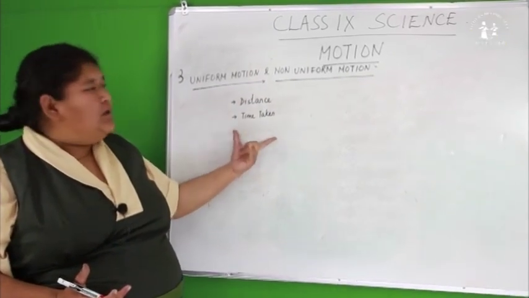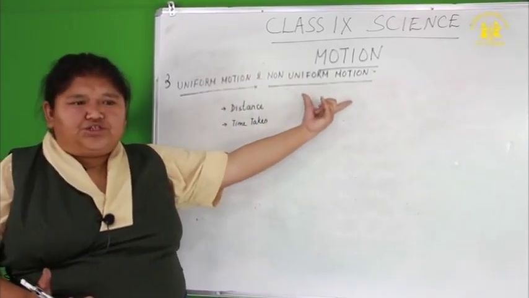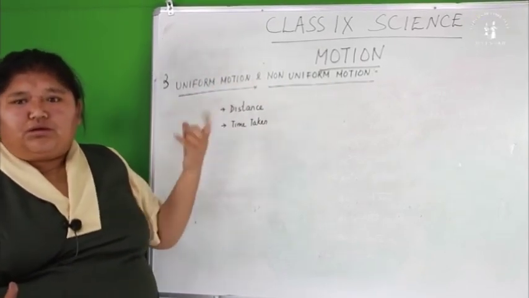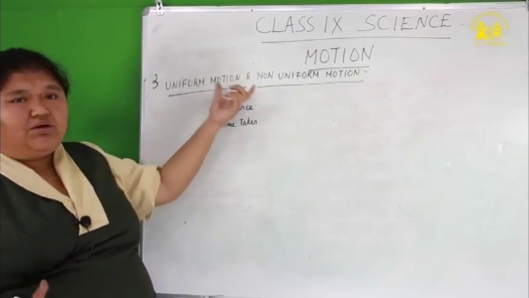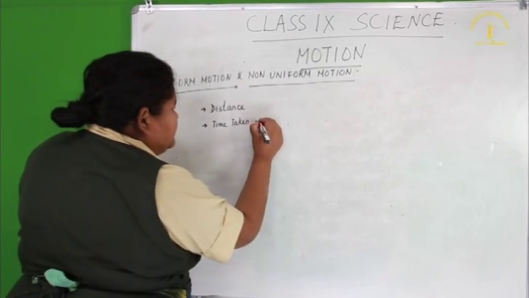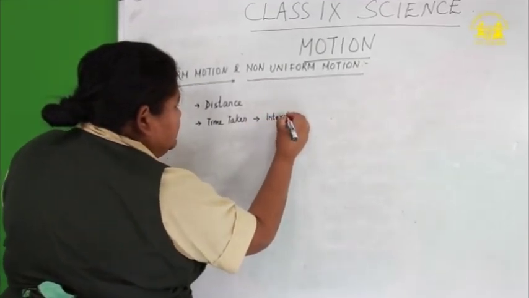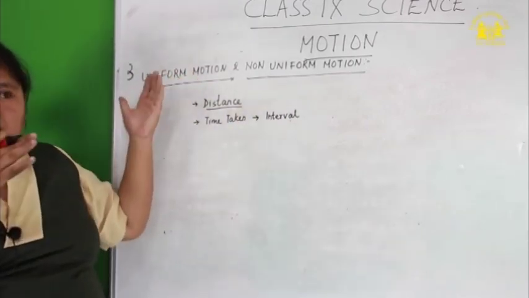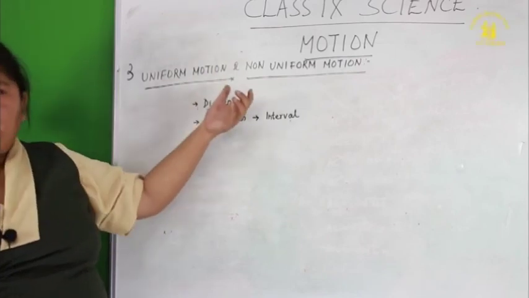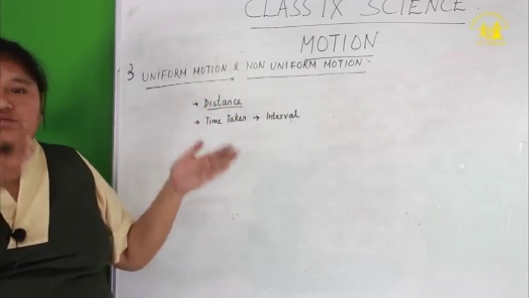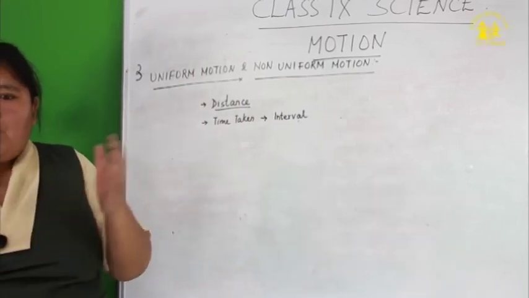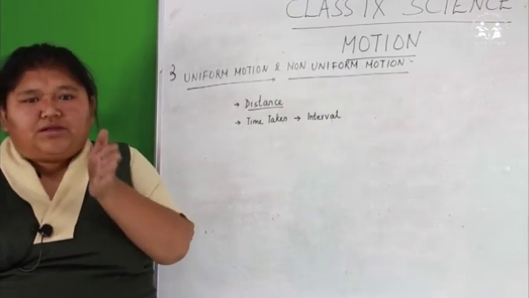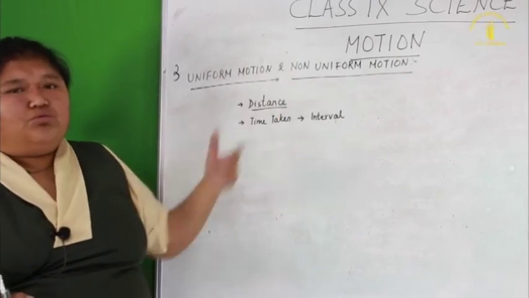Now uniform motion. If an object covers equal distance in equal intervals of time, then the object is said to be moving uniformly. The object is said to be in uniform motion when it covers equal distance in equal intervals of time.